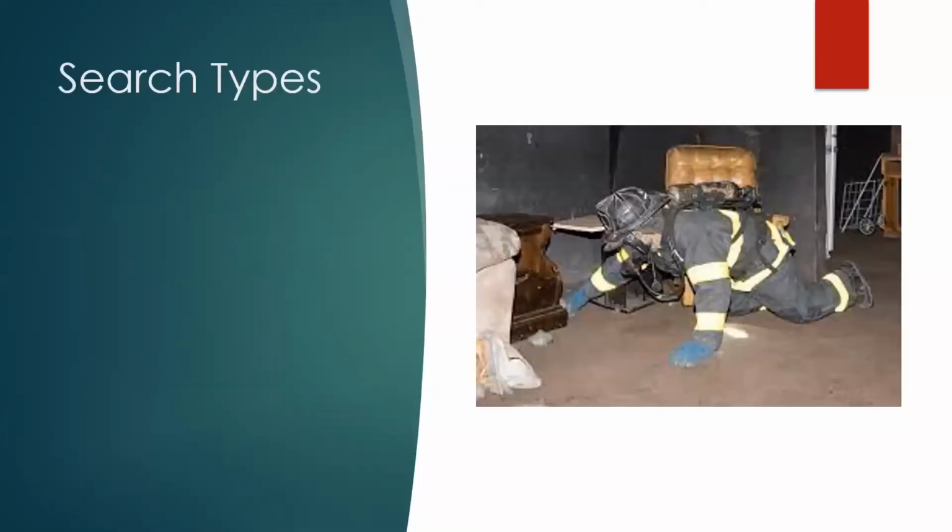So we have two search types, a primary search and a secondary search. Do you guys know the difference between the two? I know the primary search is supposed to be done really quickly, rapid, trying to find somebody that might be in danger. And then the secondary, I think, is maybe a little more meticulous, a little more thorough than the primary. Yeah, that's pretty much it.